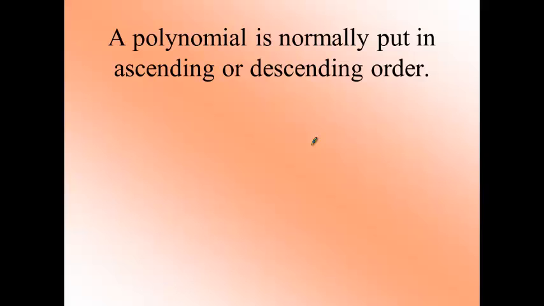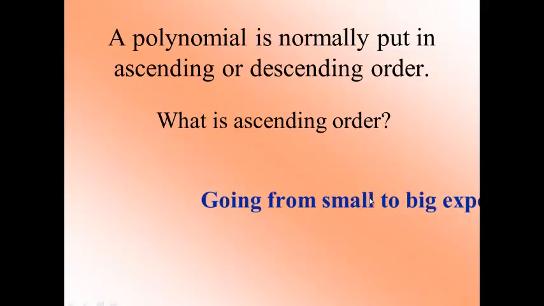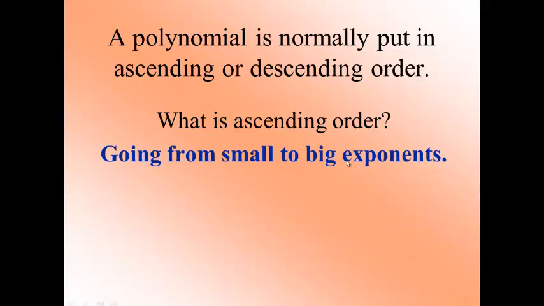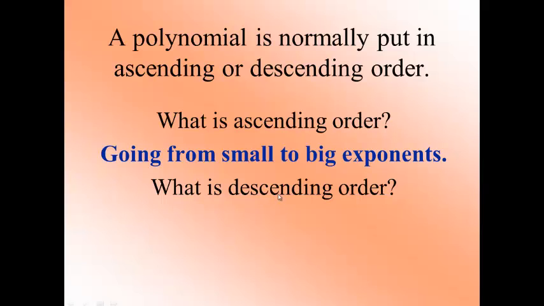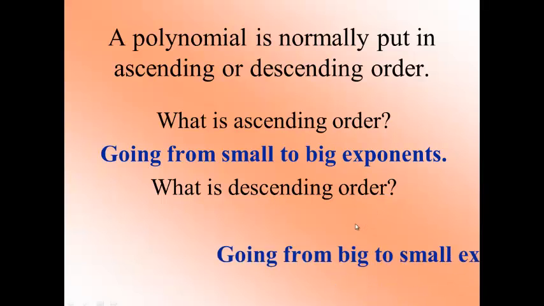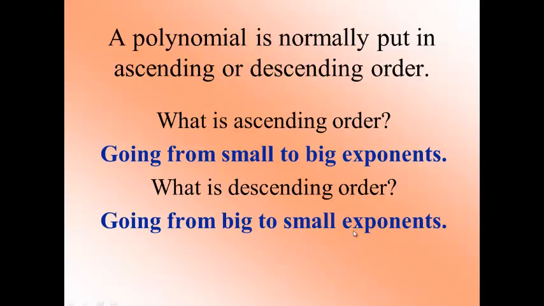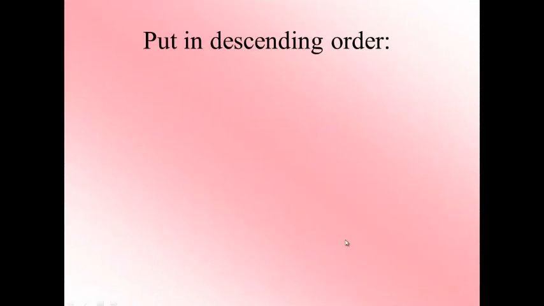A polynomial is normally put in ascending or descending order. So what is ascending order? Going from small to big exponents. Now what about descending order? It's going from big to small exponents.